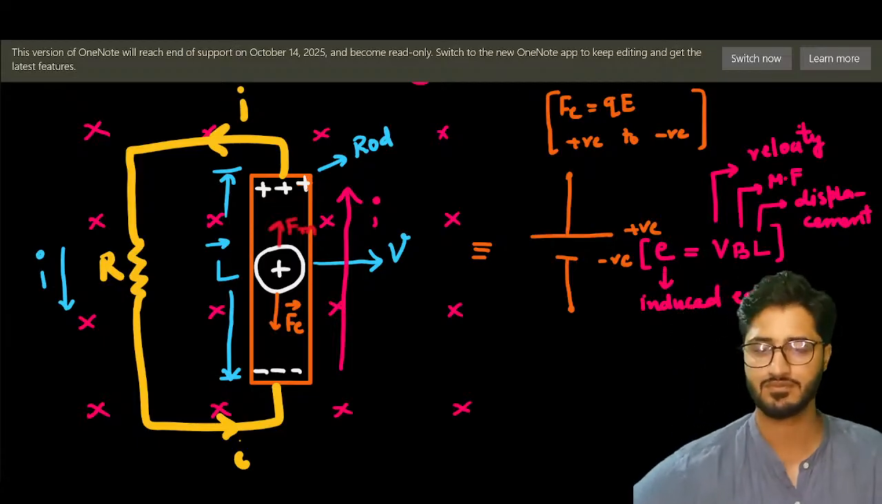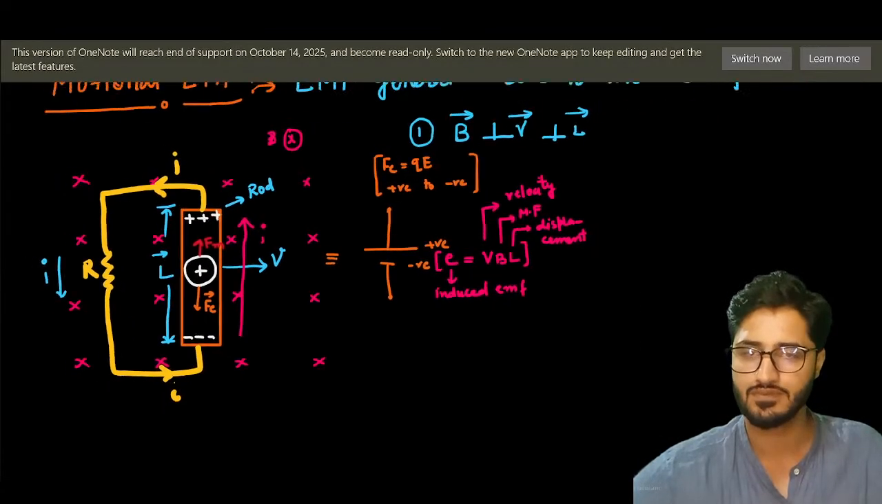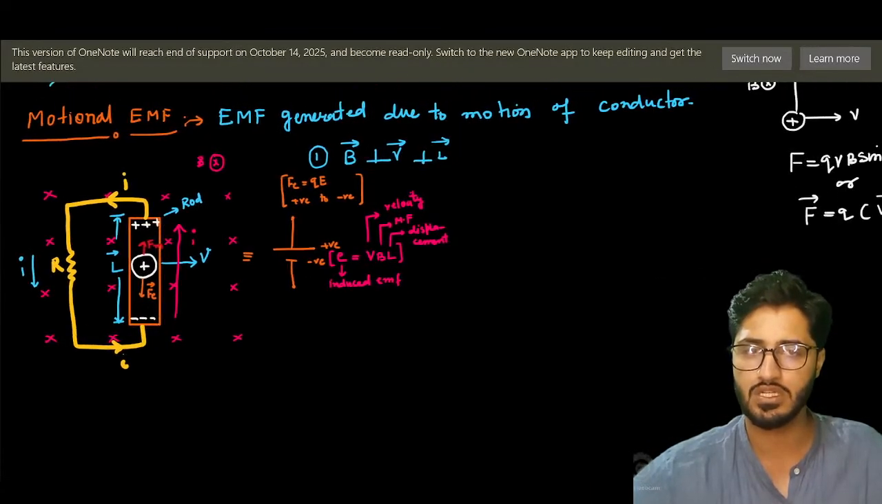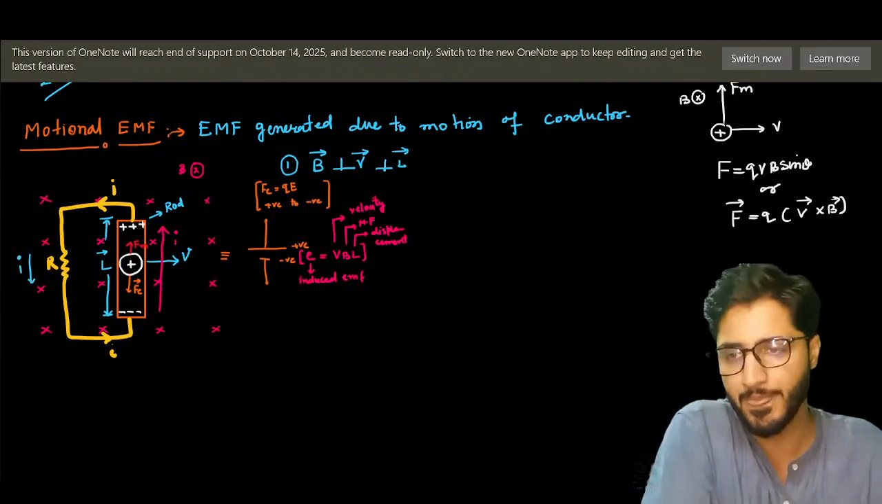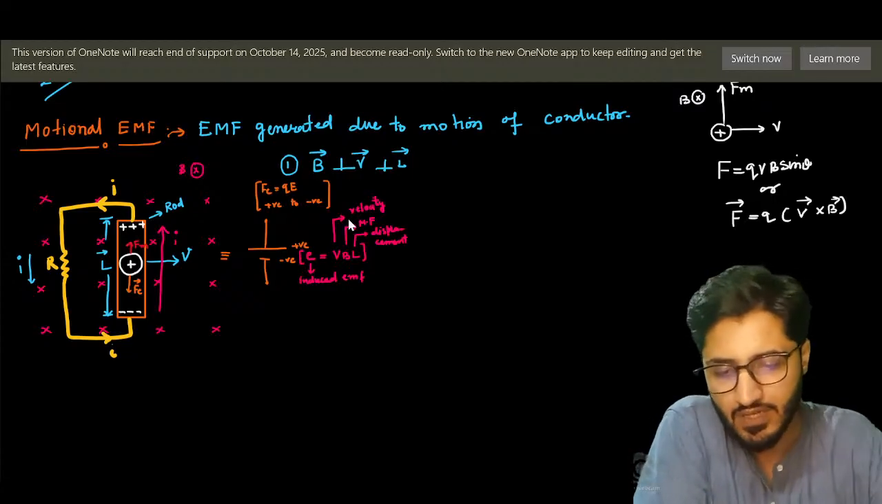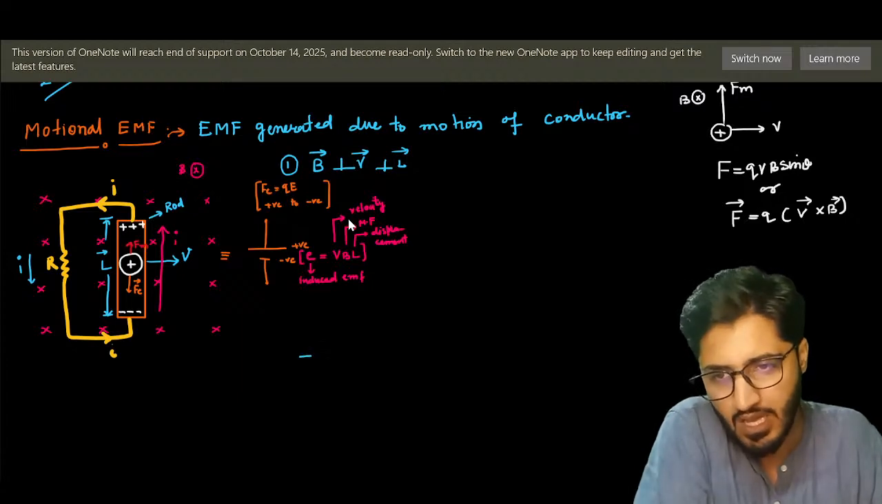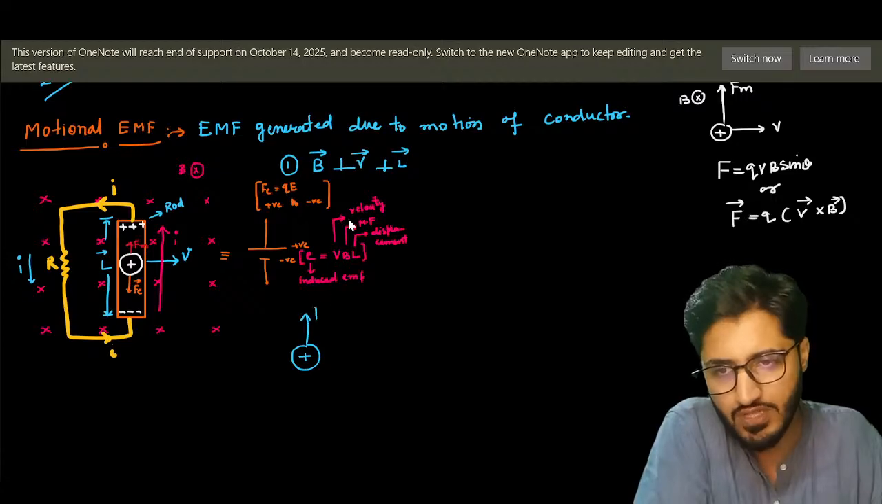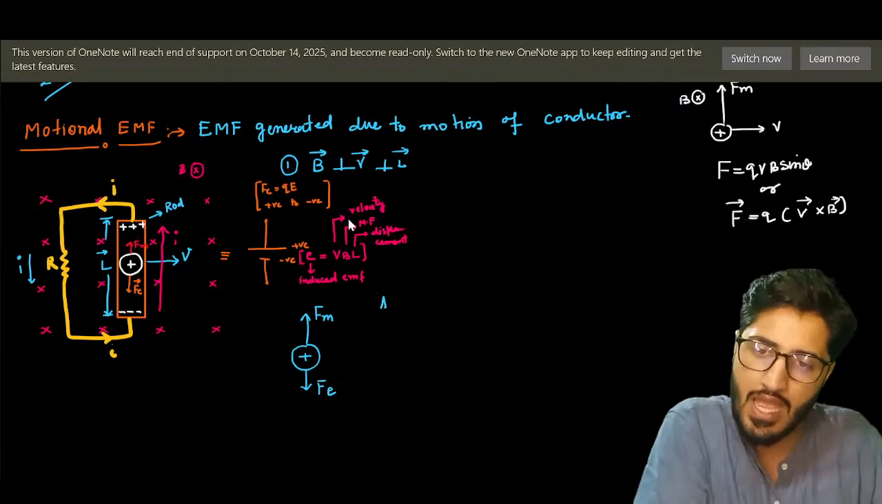Now I will show you the derivation part of it. So how many forces do we have? We have two forces. If we talk about this particular charged particle, how many forces act on it? Two forces. One force is upward, that is the magnetic force. One force is downward, that is the electric force.